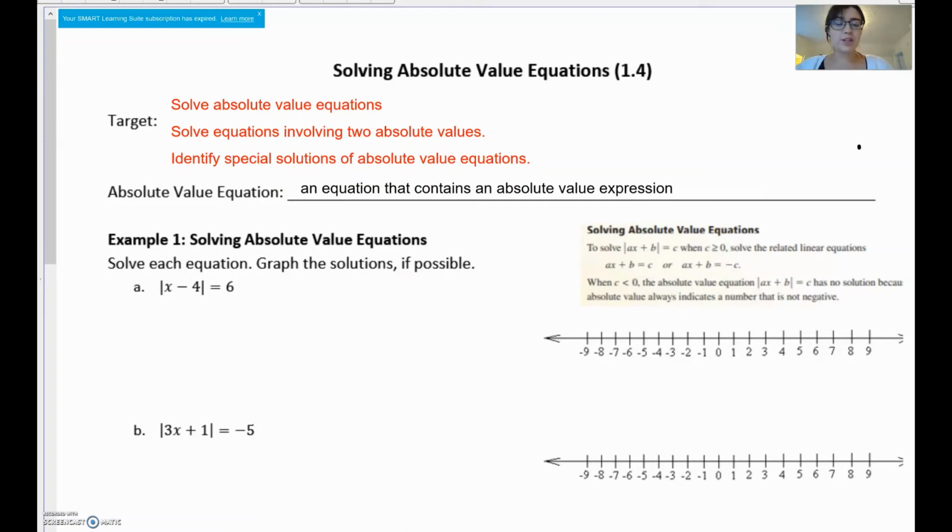Hi guys, we're on to video 1.4. So we're solving absolute value equations with two absolute values, and we're learning about more special solutions. So we're just going to start with our good old one absolute value equation.